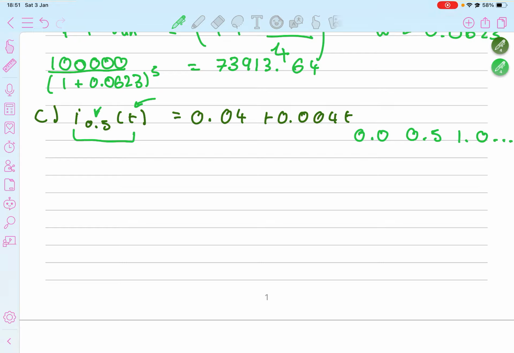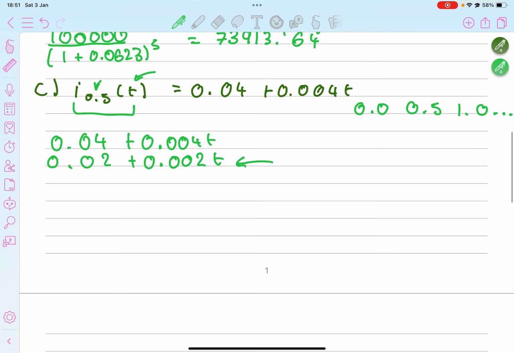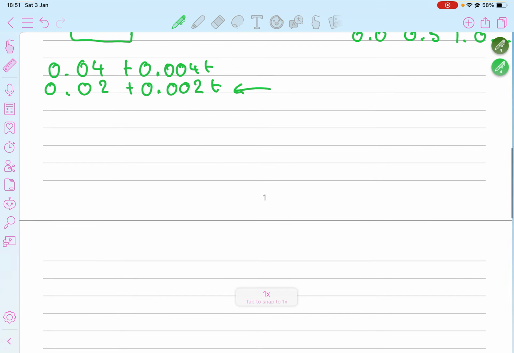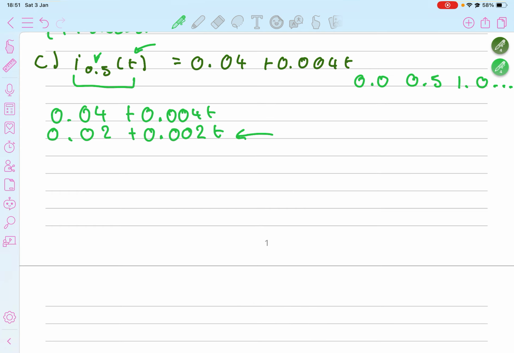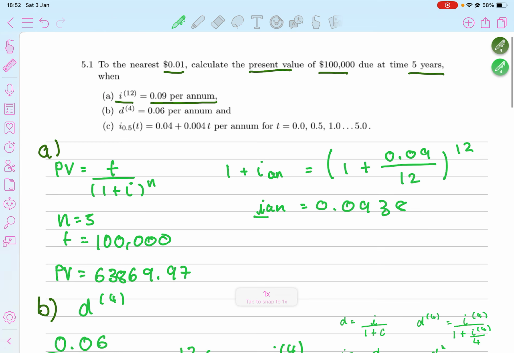So since it's a half year but this is annual, you convert this into half years. So that's 0.02 plus 0.002t. This is the actual one you use because they're in terms of different things, so you're just putting them in the right units together, if that makes sense. And since now this is every half year, the number of years, let me recheck the question, is 5.0.